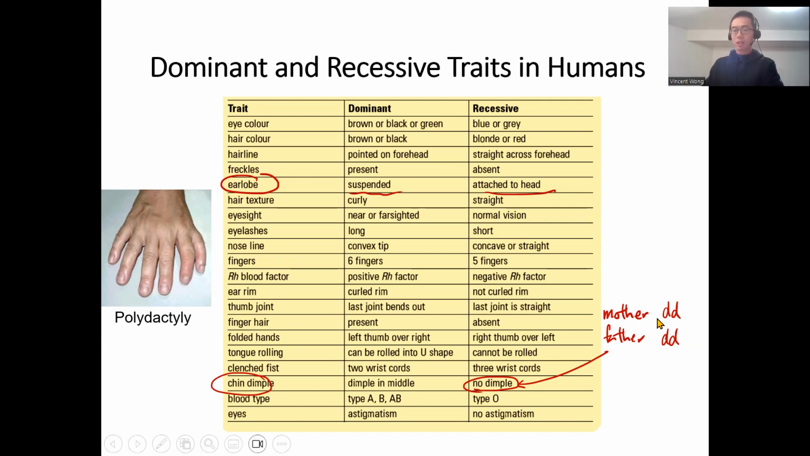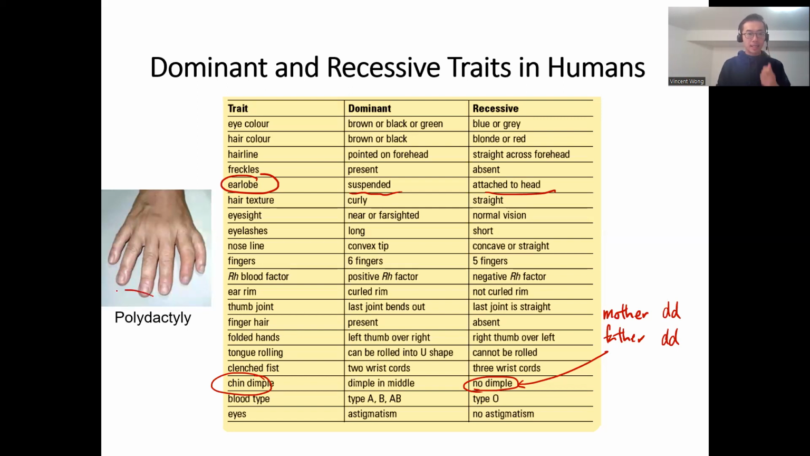Mother is no dimple, so little d for the recessive trait. Father, little d. The whole family is going to be no dimples, because the mother can only pass on the little d and the father can only pass on the little d. So if the parents both have a recessive trait, then their kids are going to have a recessive trait as well. Make sense?